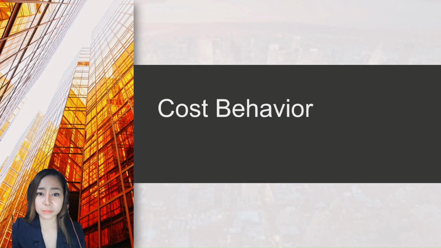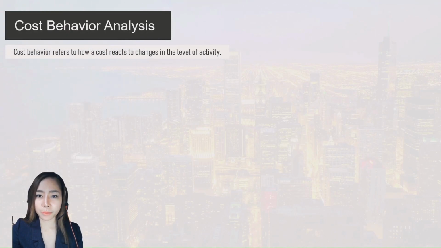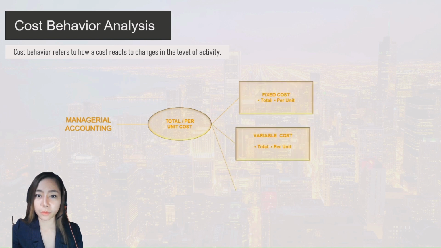So, what is cost behavior? Cost behavior refers to how a cost reacts to changes in the level of activity. As the activity level rises and falls, a particular cost may rise and fall as well, or it may remain constant. So, for planning purposes, a manager must be able to anticipate which of these will happen, and if a cost can be expected to change, the manager must be able to estimate how much it will change. To make such distinction, costs are often categorized as fixed, variable, or mixed.